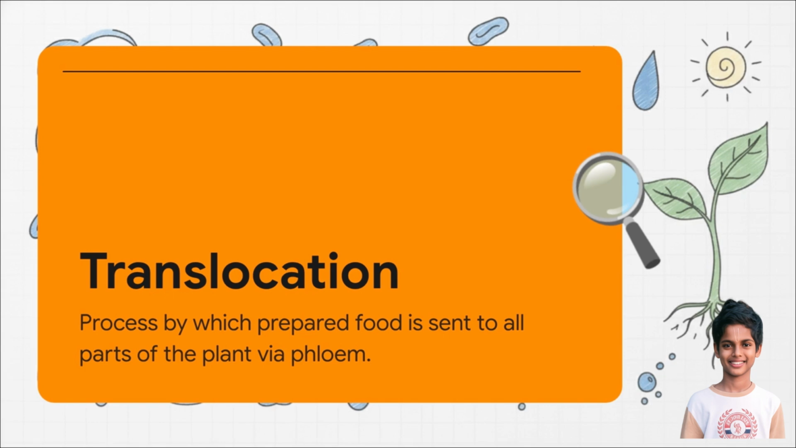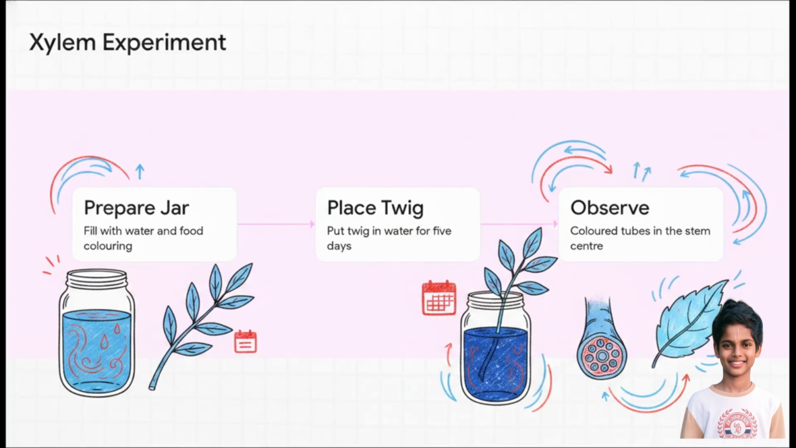Here is a super easy memory trick for the exam. Phloem sounds like F, right? So phloem is for food. Xylem for water, phloem for food. Simple. But how do we actually prove this pipeline exists?